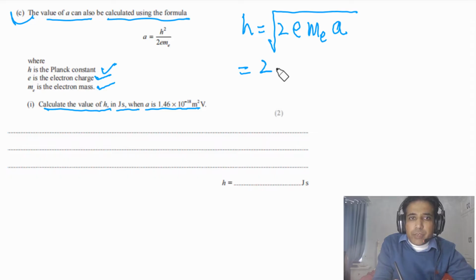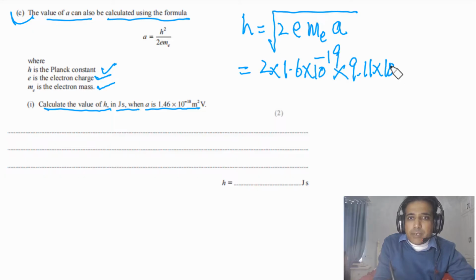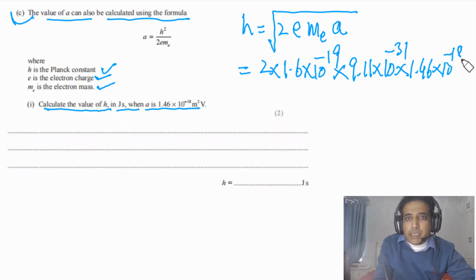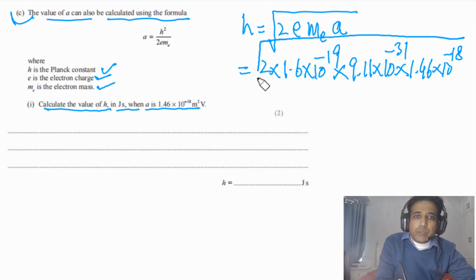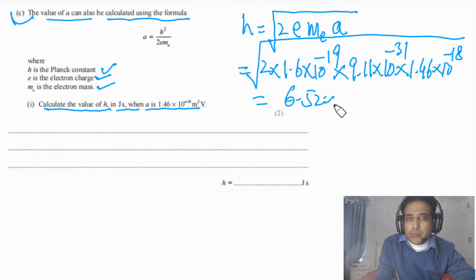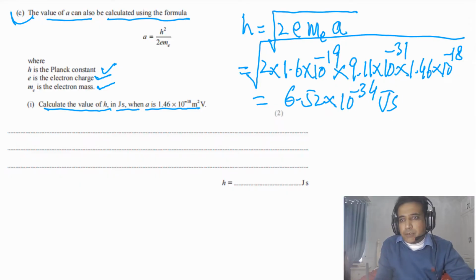Now simply we can plug in values. E is the charge on electron, that is 1.6 times 10 to minus 19, and the mass of electron is 9.11 times 10 to minus 31, and we have A, that is equal to 1.46 times 10 to minus 18. So simply we need to take square root of this one. If we solve, we will get our final answer 6.52 times 10 to minus 34 joules seconds.